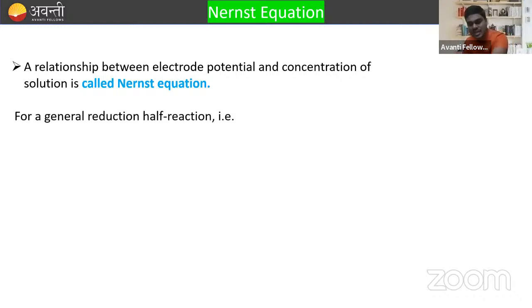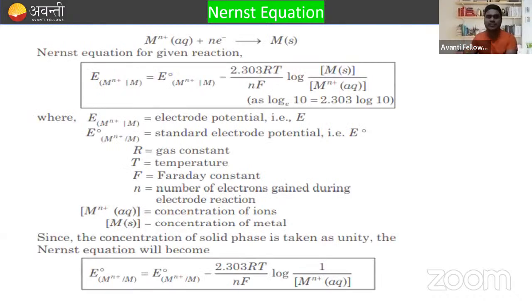Now the general reduction half reaction can be written like this: Mⁿ⁺, when it accepts electrons, becomes M solid. So the next equation for the given reaction we write as E(Mⁿ⁺/M), that is the reduction. And this is the standard reduction, which we already know as cathode minus anode. E = E° − (2.303RT/nF) log [M]/[Mⁿ⁺].